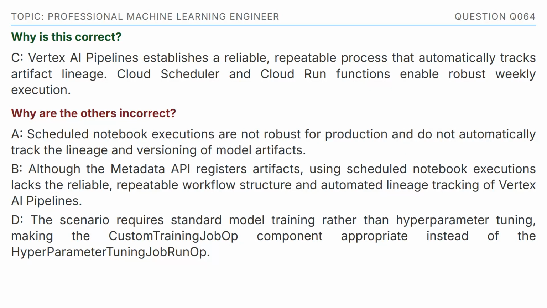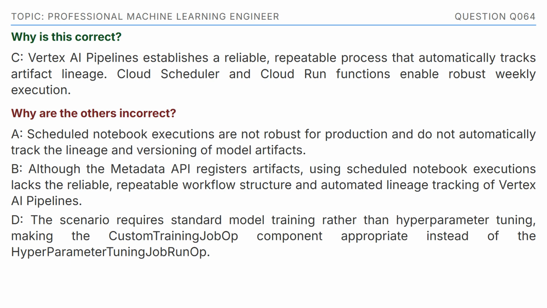Why is this correct? C. Vertex AI pipelines establishes a reliable, repeatable process that automatically tracks artifact lineage. Cloud Scheduler and Cloud Run functions enable robust weekly execution. Why are the others incorrect?